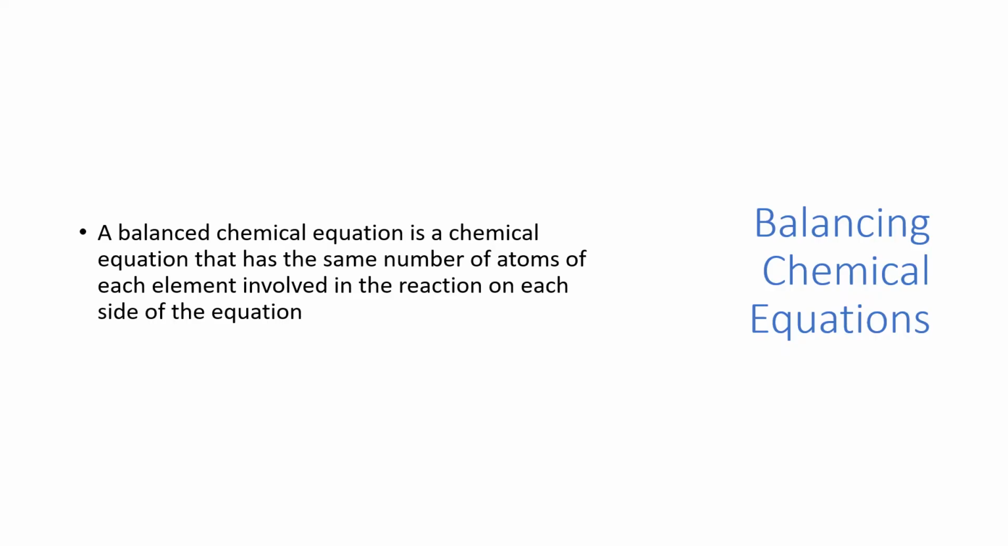A balanced chemical equation is a chemical equation that has the same number of atoms of each element involved in the reaction on each side of the equation. So sabi ko nga kanina, whatever is in the reactant side should always be on the product side. Hindi siya pwedeng kumulang, hindi siya pwedeng sumobra.